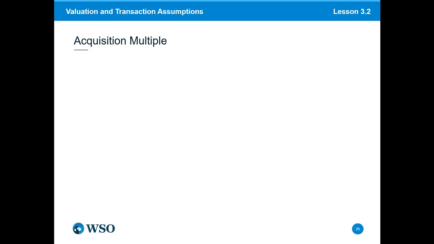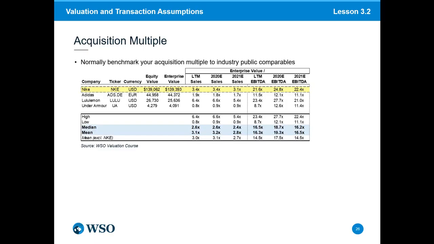Now that we have learned how to calculate adjusted EBITDA, we turn to the next part of the enterprise value calculation, which is our acquisition multiple. Typically, if there are close publicly available comps, we will try to benchmark our multiple in some way to them. For more detail on how to do this, you can turn to the Wall Street Oasis Valuation course, but here is a snippet of our comps output from that course.